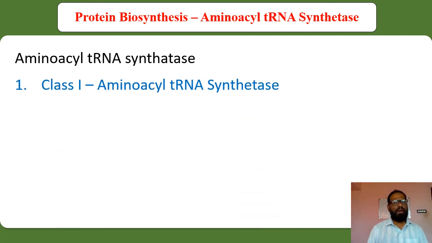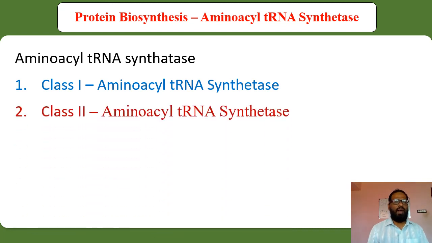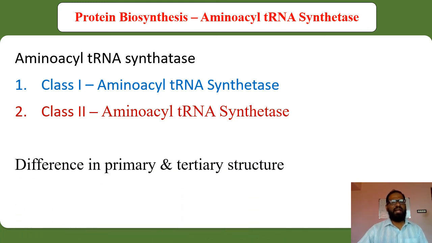There are two different types of aminoacyl tRNA synthetase. One is called the class 1 aminoacyl tRNA synthetase, and the second one is called the class 2 aminoacyl tRNA synthetase. Why is this classification required? Because they differ in their primary structure and in their tertiary structure, but both of them are responsible for the same reaction. Some alterations are there in where exactly they attach the amino acid. The important thing is that these two aminoacyl tRNA synthetases differ from each other in primary and tertiary structure, and because of this difference they are classified as class 1 and class 2 aminoacyl tRNA synthetase.